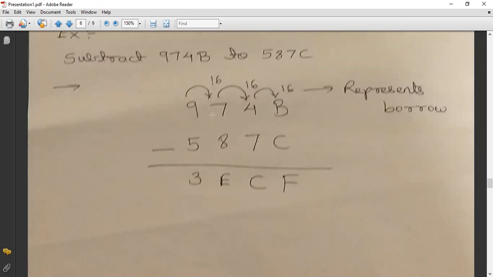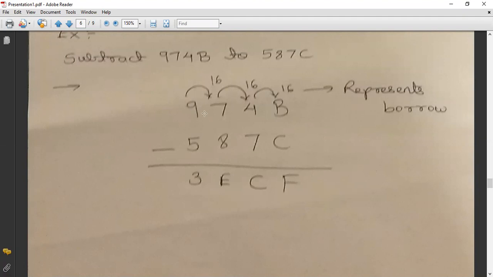Now we will go further. Now 7 has already given one number to its previous number. So what will be the remainder here now? 6. 6 is again smaller than 8, so what will it do? It will borrow one value from the next number. So 16 plus 6 is 22, and 22 minus 8 is nothing but 14. So 14 is E in hexadecimal form.